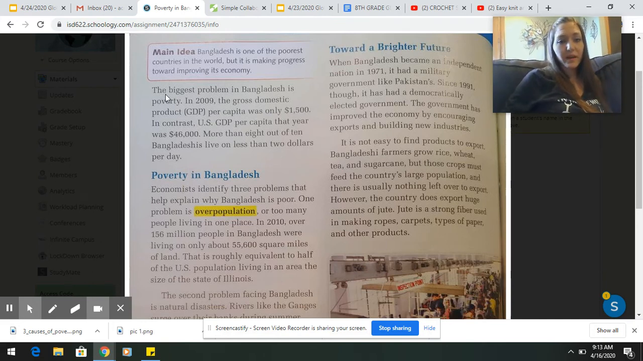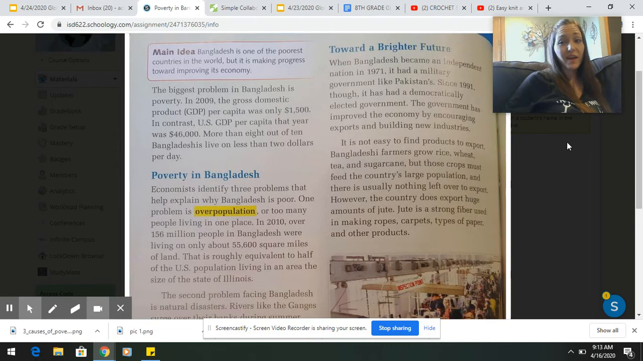The biggest problem in Bangladesh is poverty. In 2009, the gross domestic product, GDP per capita, was only $1,500. In contrast, US GDP per capita that year was $46,000. Their data is a little bit older than our data that was in the Do Now. More than 8 out of 10 Bangladeshis live on less than $2 per day.